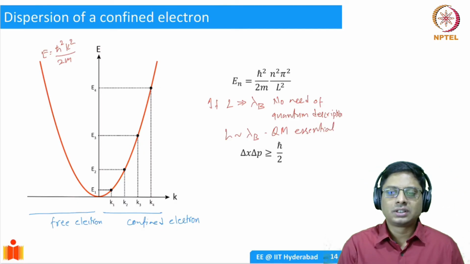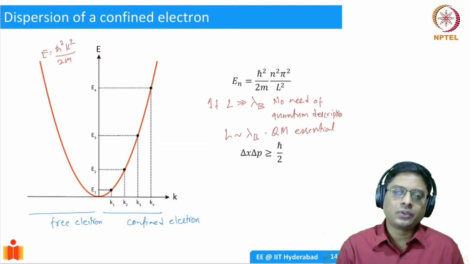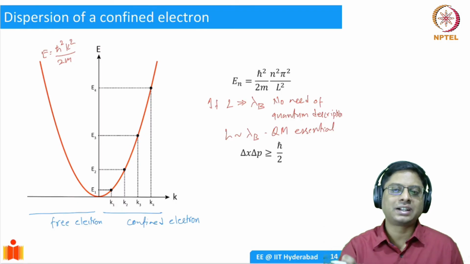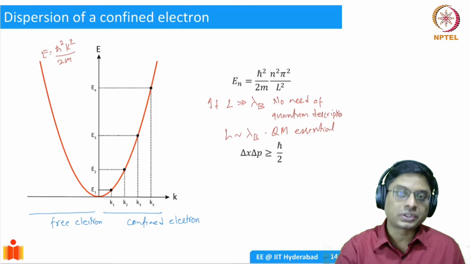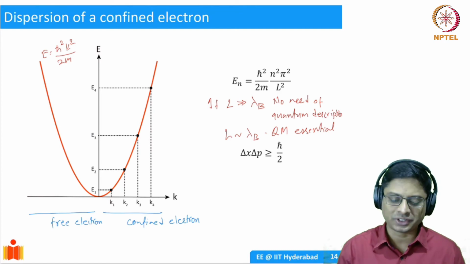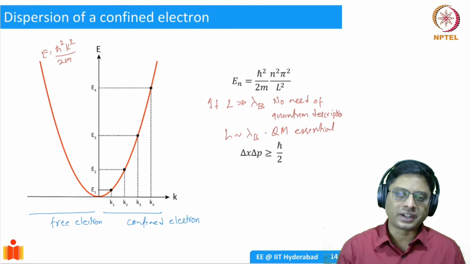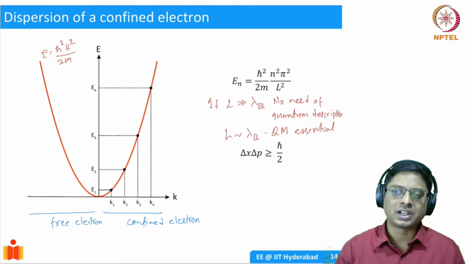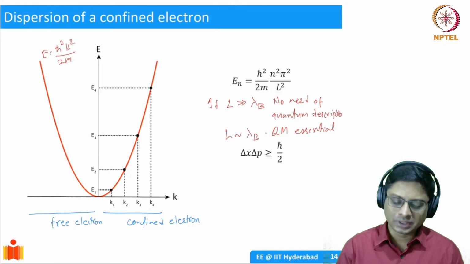So how does L impact? Well, if you confine the electron into a smaller and smaller dimension, then energy goes higher and higher, right? The discretization becomes stronger and stronger. You could try to put in some numbers and check this for yourself. So L is in the denominator, L square, right? So as L goes smaller and smaller, E becomes larger for the same n, of course.